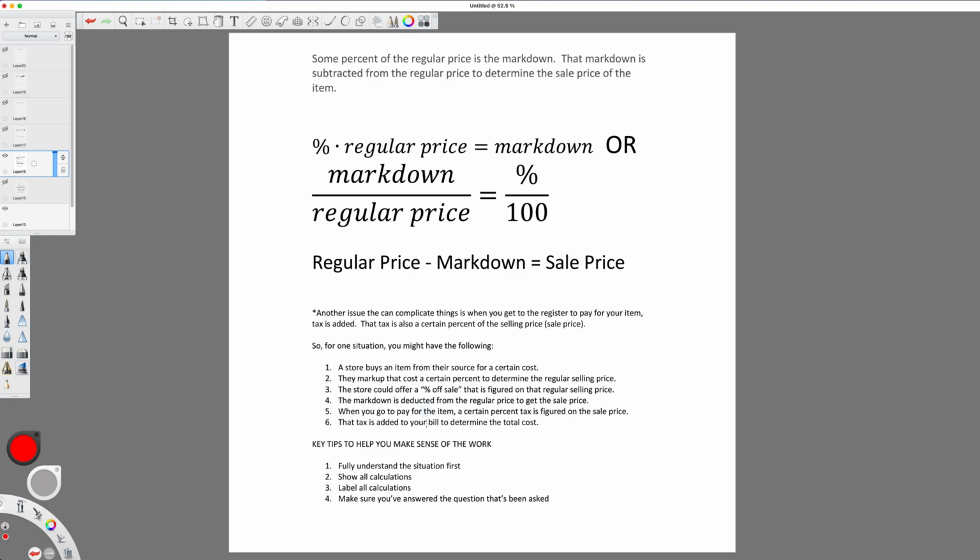Since they can be multi-step problems, it's important that you can make sense of your work. So make sure you understand what's going on first in the situation. Don't just start plugging and chugging with your calculator. Understand the situation first. Show all your calculations. Label it. If you calculate markup, write the word markup next to it. If you calculate tax, write the word tax next to that. And then make sure you've answered the question. For example, if it asks how much tax was added on, you don't need to find the total. If they ask for the total and you stop at tax, then you haven't answered the question that's been asked.